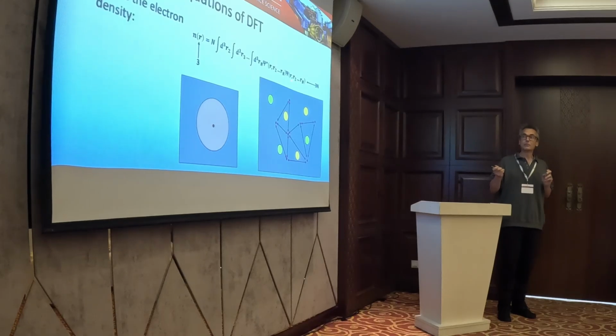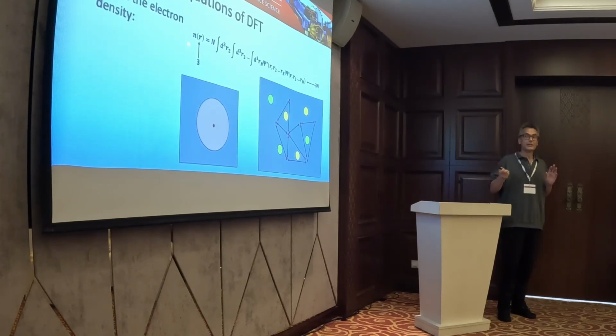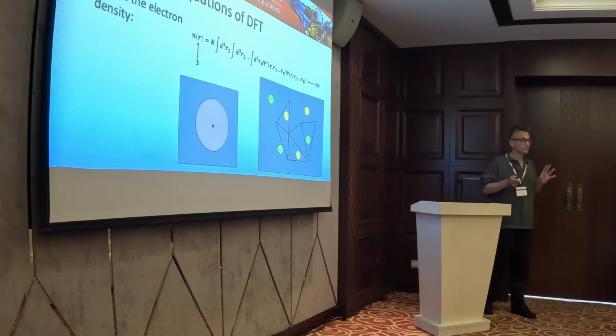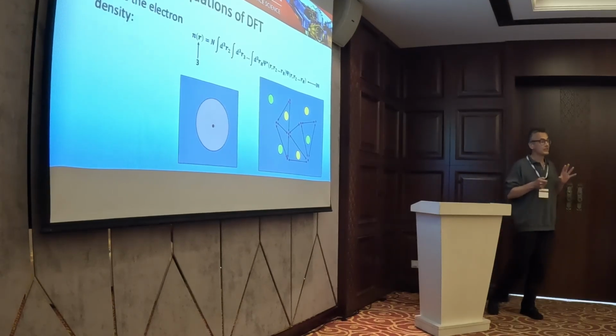Or if you like your numbers even more, this is the actual transformation that we're making, and we're turning a problem which has got 3n variables, where n is the number of electrons, into a formulation that has just got 3 variables, the average electron density. Okay? So that's the key that unlocks density functional theory.